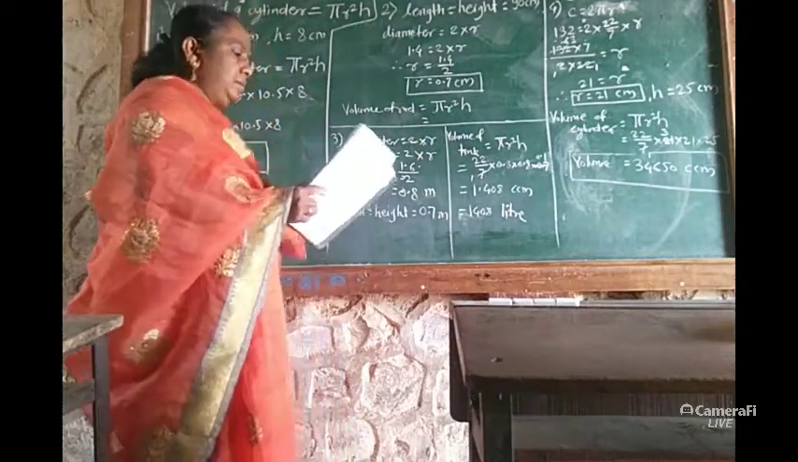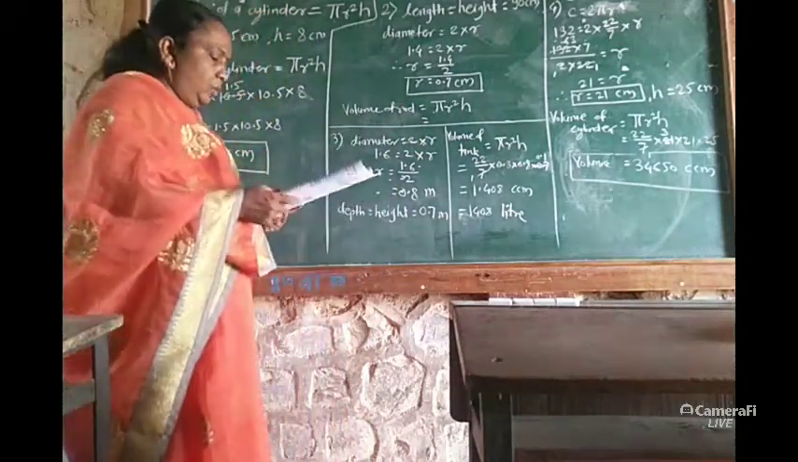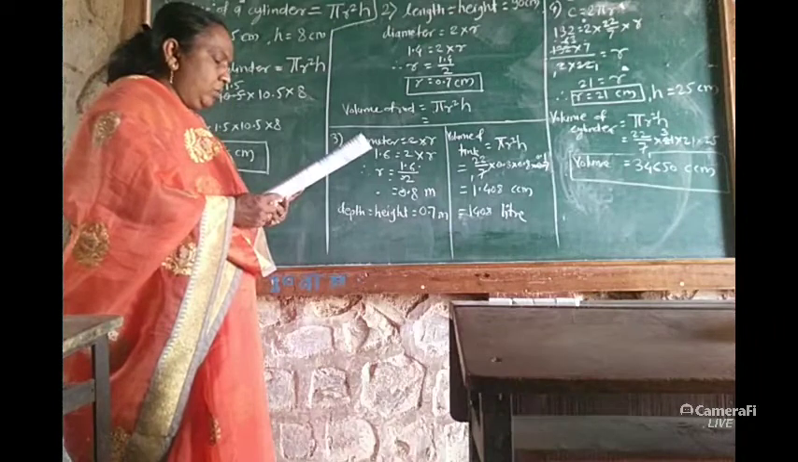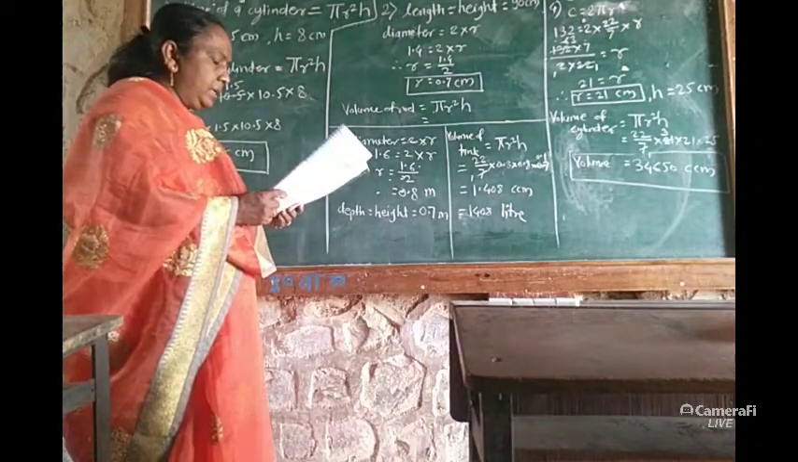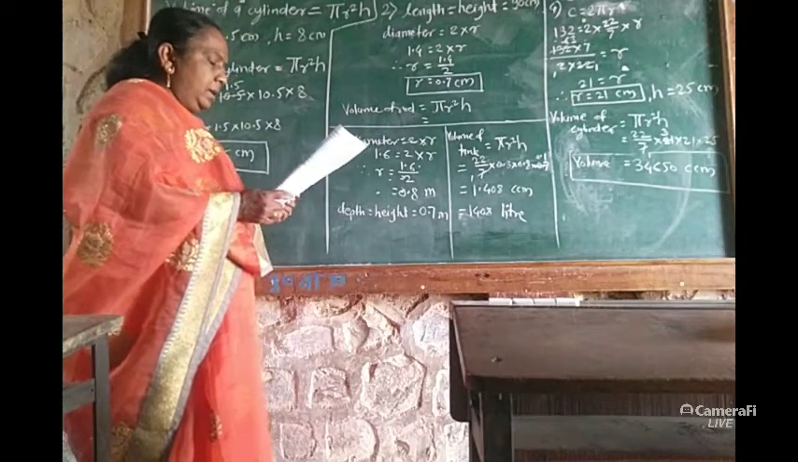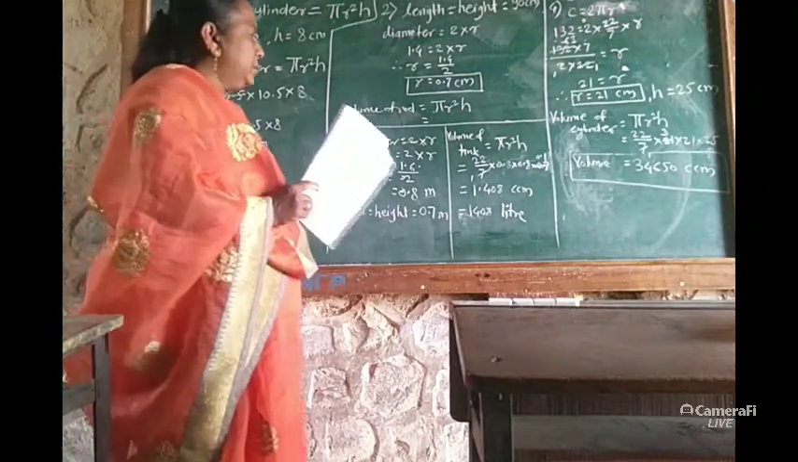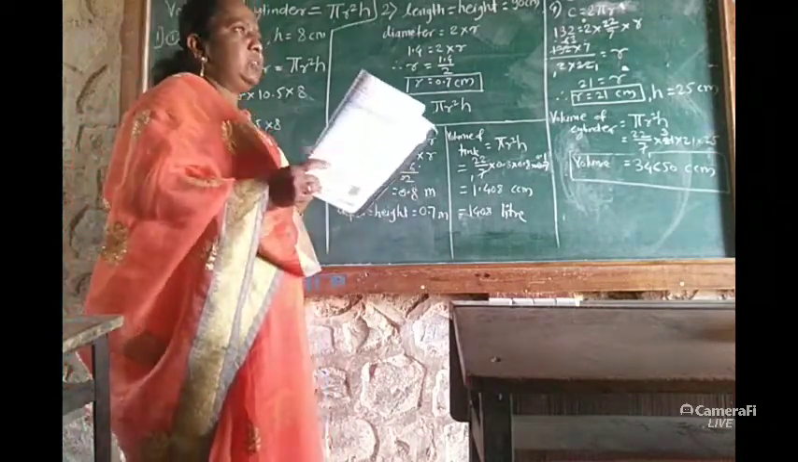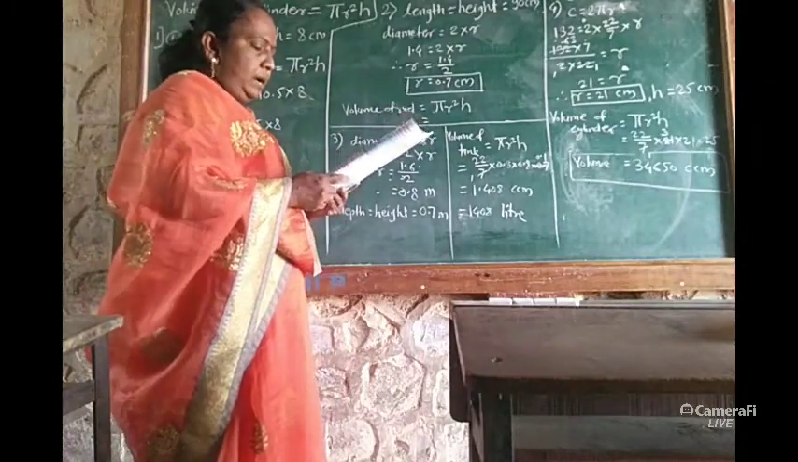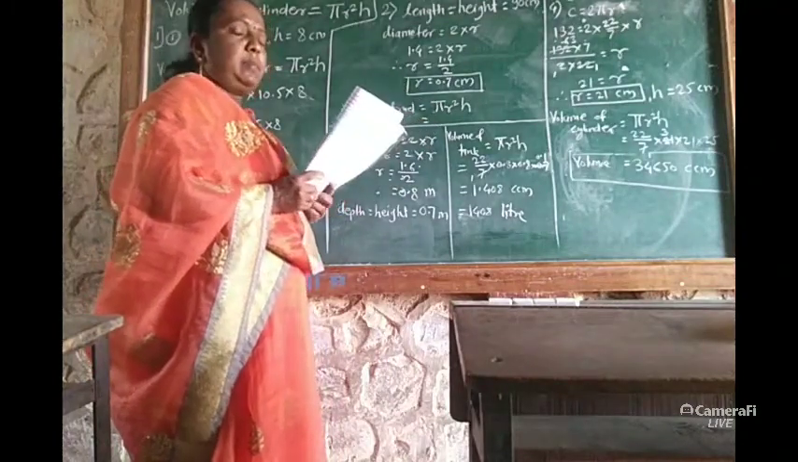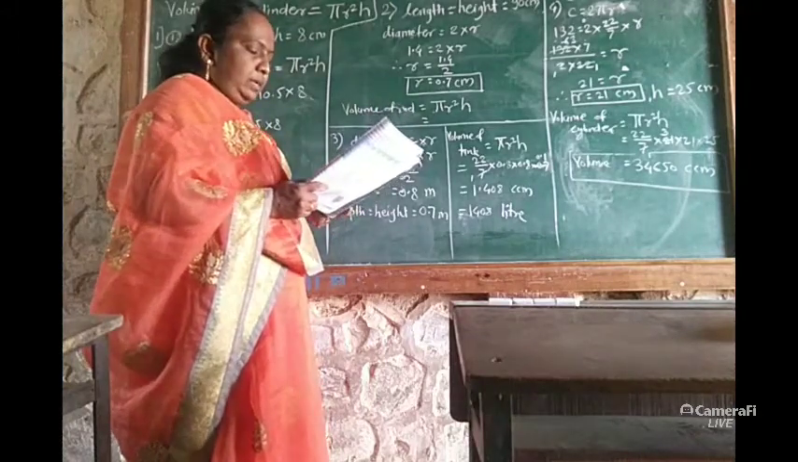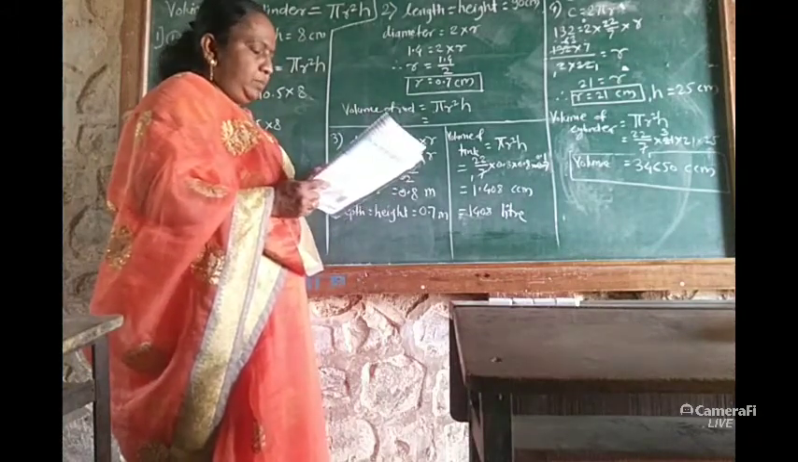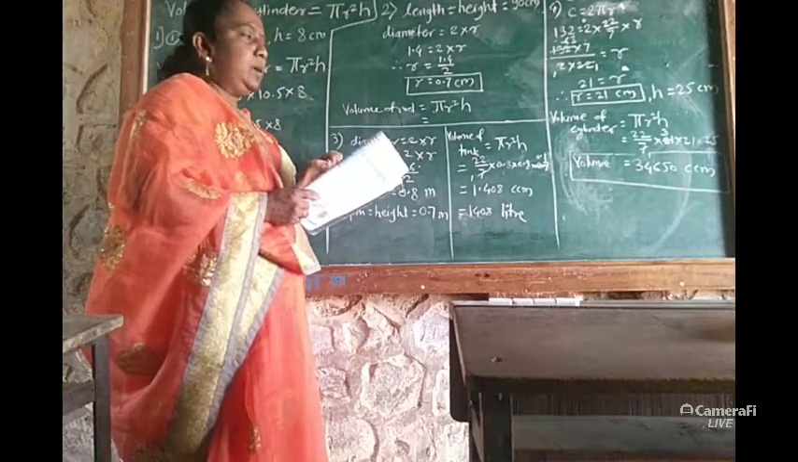Then see the third example. How much water will a tank hold if the interior diameter of the tank is 1.6 meter and its depth is 0.7 meter? Here the shape of the tank is also cylindrical. Its base is circular and the interior diameter is given here, that is 1.6 meter. By this you can calculate the radius. They have given us the depth. Depth of the tank means the height of the tank.